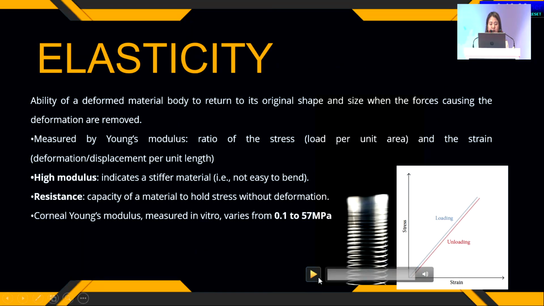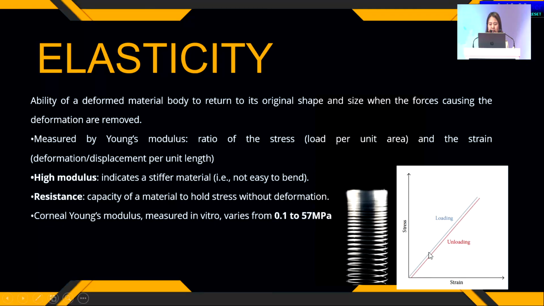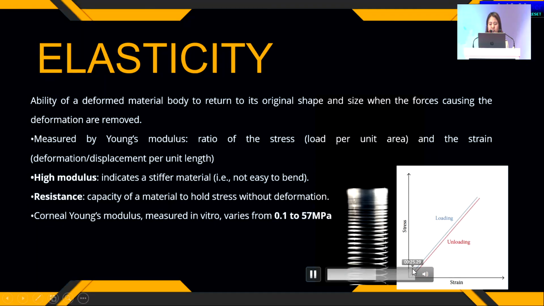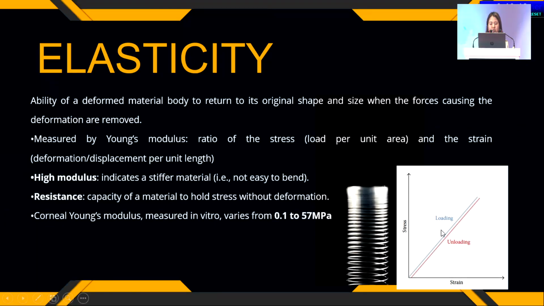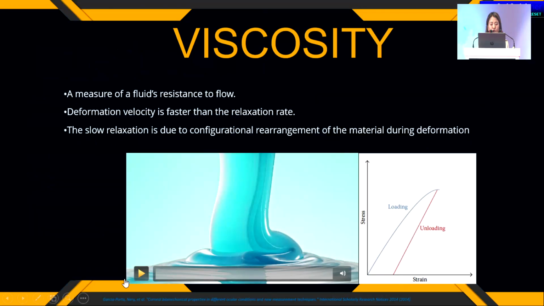So, there are some factors which we need to understand. What is elasticity? It's the ability of the deformed material to return to its original shape when the force causing the deformation is removed. It is measured by the Young modulus. Here in this line diagram, we can see that the stress and strain ratio, loading and unloading, is the same. It's a linear graph.